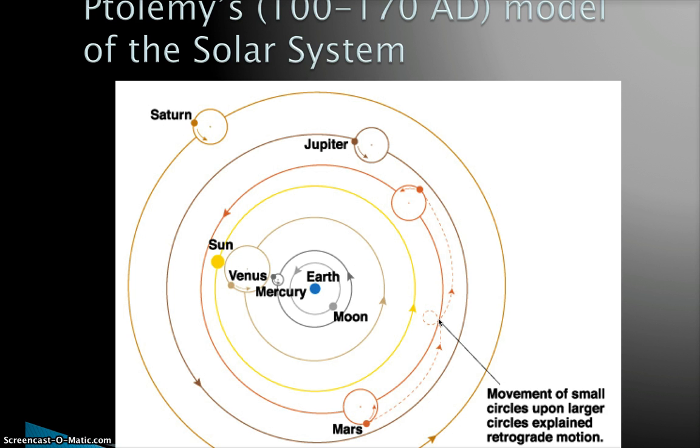It turned out that this idea of circles upon circles also stuck around for a while and caused some problems for later scientists. So this was just one way to sort of preserve the geocentric model and also explain retrograde motion.